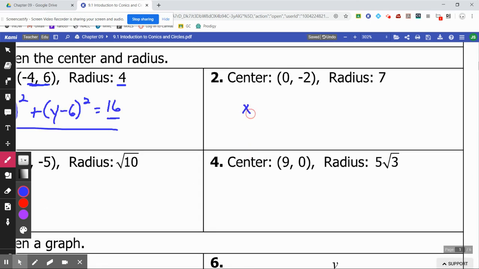Number 2, let me zoom in a little bit. You have x minus h squared. Now, however, this one has not been moved. So therefore, you don't have to put a plus 0 or minus 0. You can just put the x squared plus. Now, this one has been moved down 2, so you're going to do a (y plus 2) squared to move it down 2. And since the radius is 7, this will be r squared, which is 49.